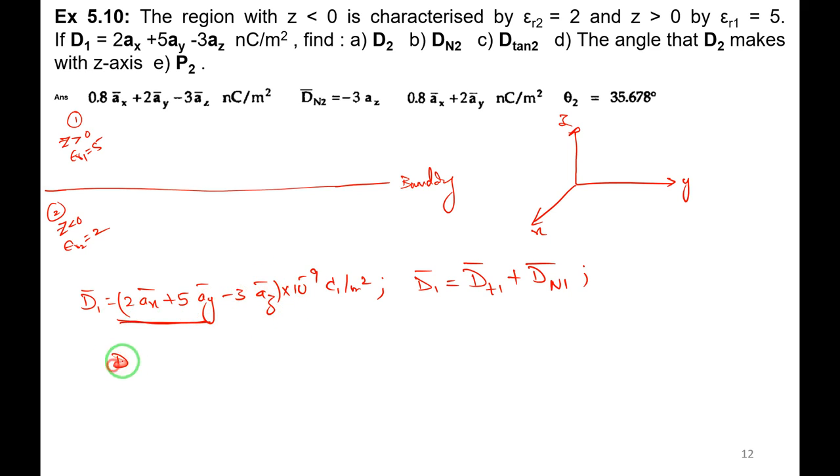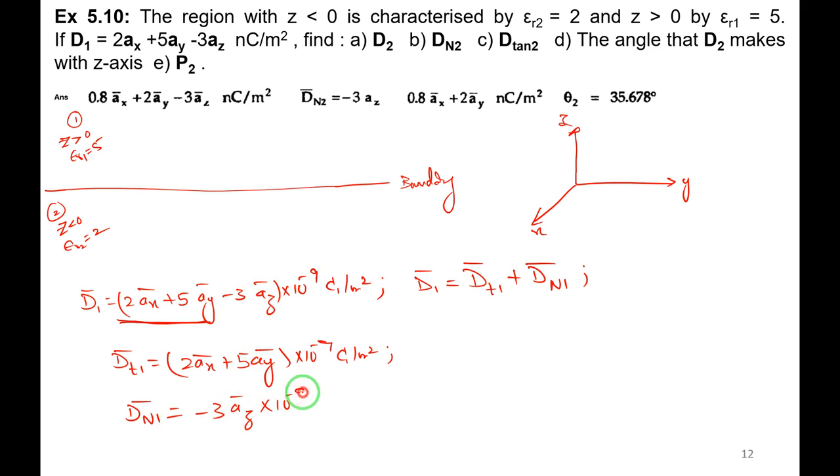So I'll write Dt1. What is Dt1? Dt1 is equal to 2ax plus 5ay, that's all, into 10 power minus 9 coulomb per meter square. What about Dn1? This one: minus 3az, into 10 power minus 9 coulomb per meter square. If I add the tangential component and the normal component, I'll get back D1. This is what I have got.